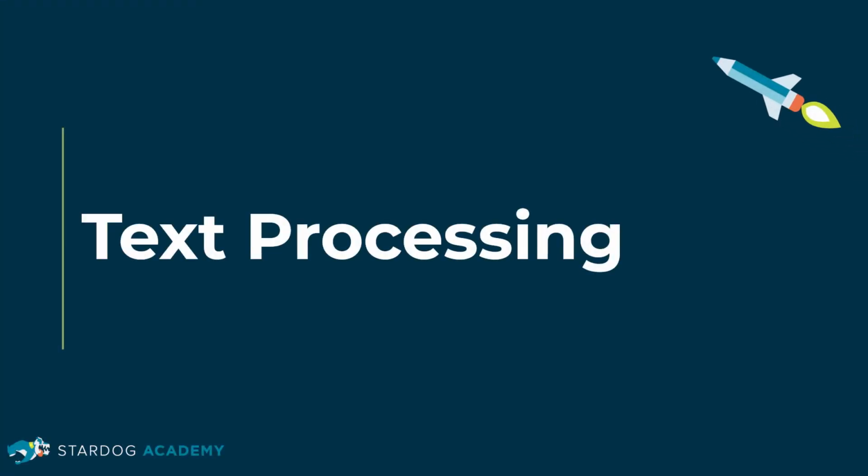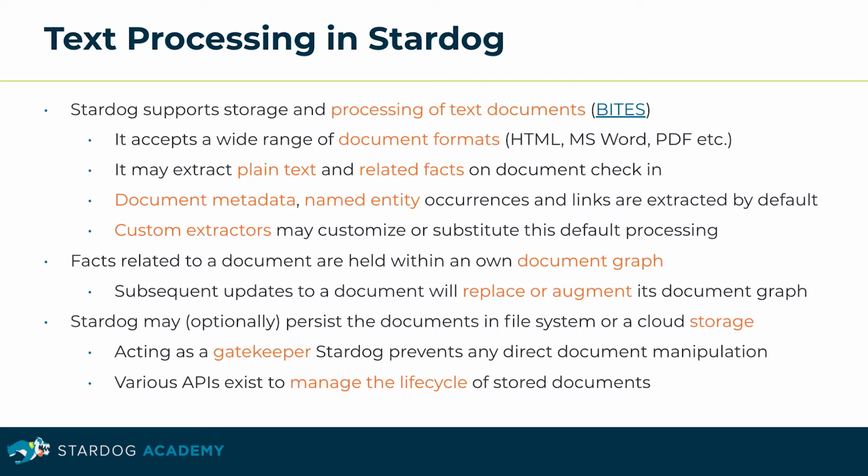This section is about text processing in Stardog. Stardog supports storage and processing of unstructured content via a feature called BITES. This is an acronym for blob indexing and text enrichment with semantics. BITES accepts a wide range of document formats such as downloaded web pages, Microsoft Word or PDF documents.